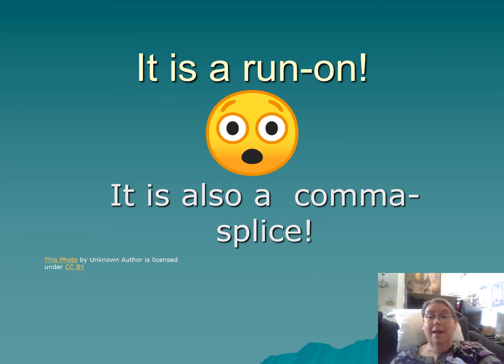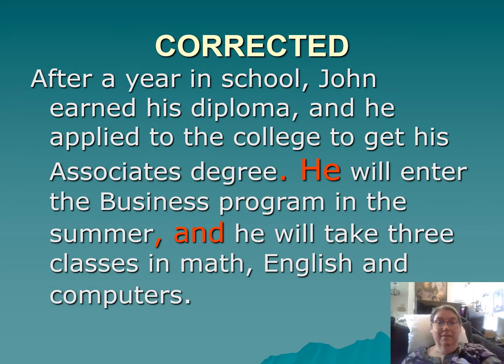It was a run-on and a comma splice. You say, wow, I can make two of those mistakes at once? Yes, you can. So here's my correction. After a year in school, comma, John earned his diploma, comma, and he applied to the college to get his associate's degree, period. Capitalize he, and then down further I put a comma and the word and.